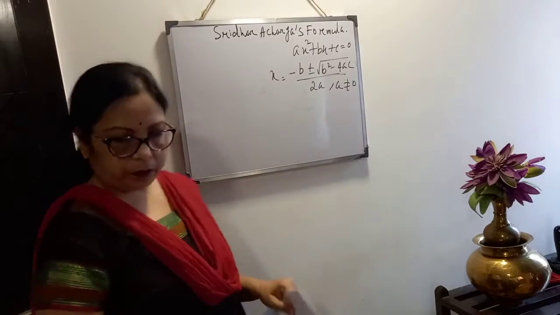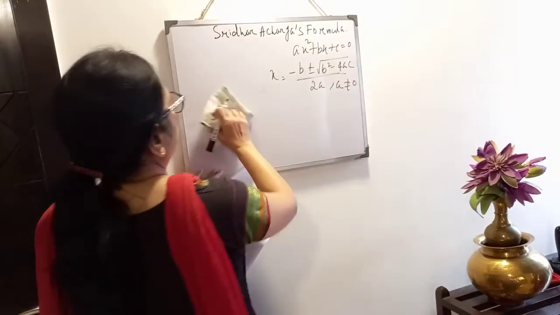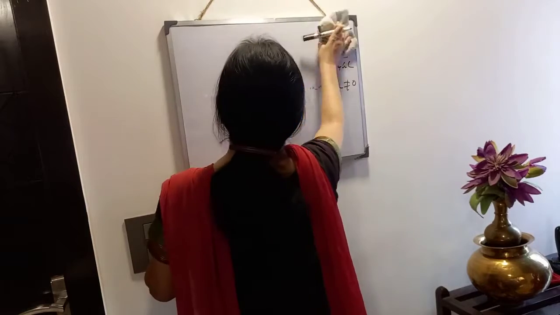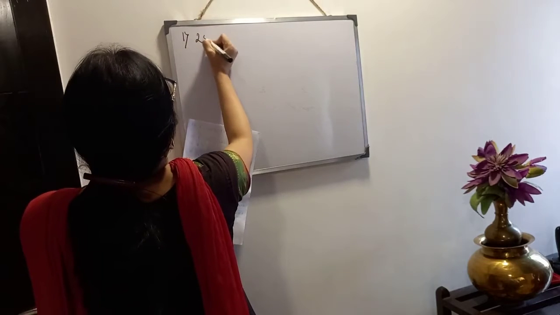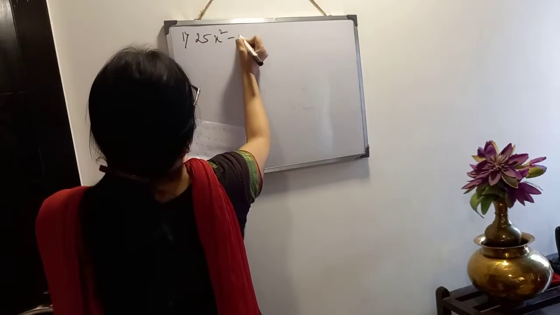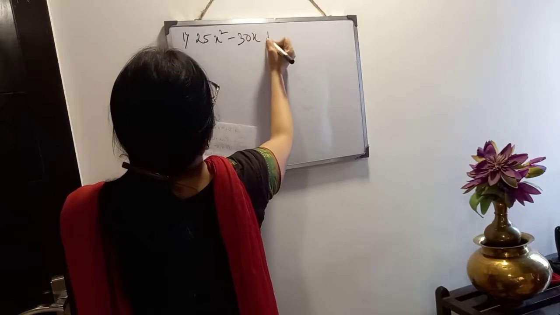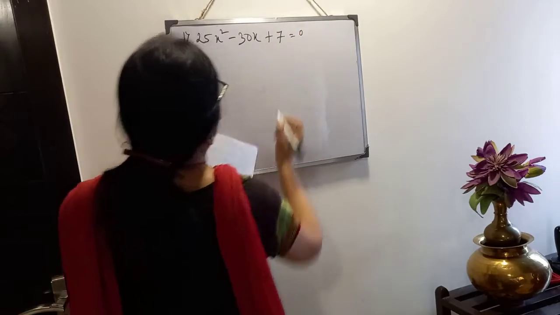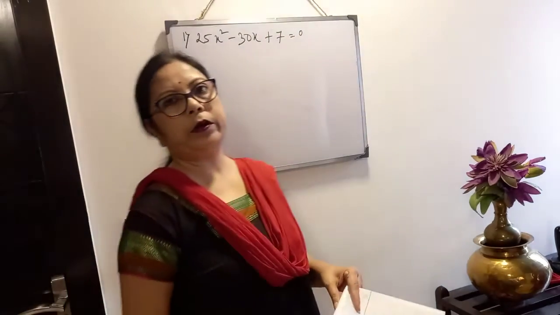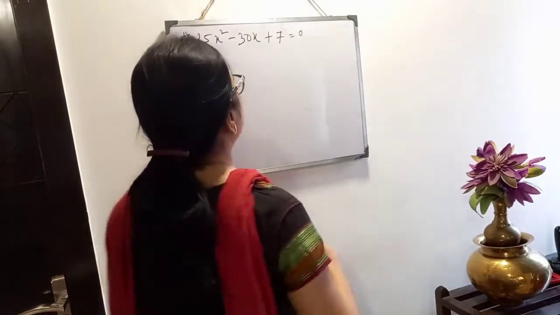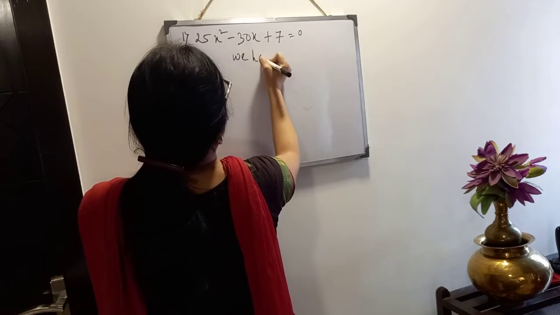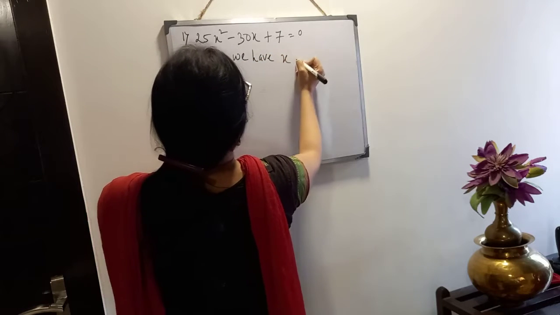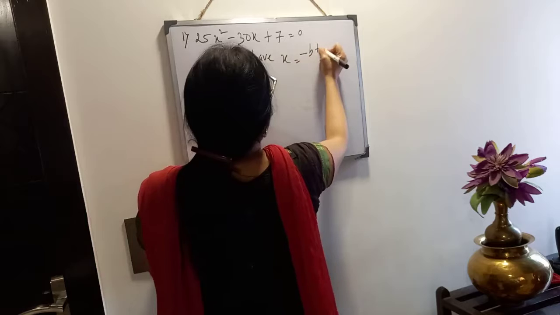Now I am giving one sum. You see, 25x square minus 30x plus 7 equals to 0. So it is the general form of quadratic equation. We have to solve by Sridhar Acharya's formula. First we write down, we know or we have. This is must. You have to write down the formula first.